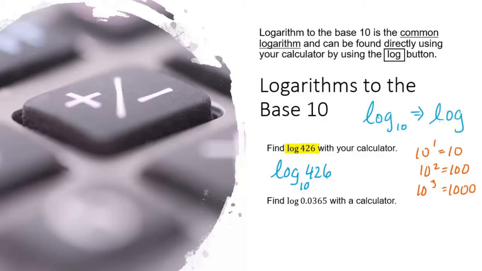Hitting the log button on your calculator, followed by 426, we get 2.692. In other words, 10 to the power of 2.692 will yield approximately 426.